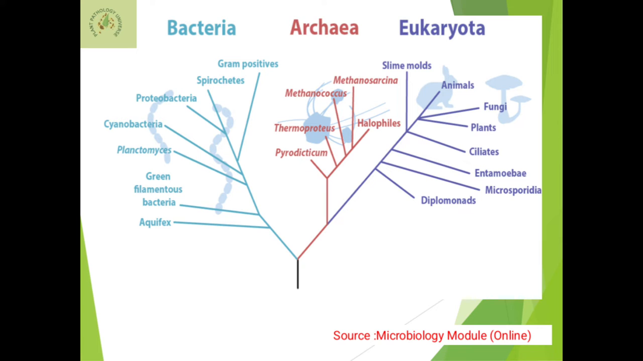Then the next lineage, which is separated from the bacteria, is eukaryota. That we will have is the plants, fungi, animals, etc.